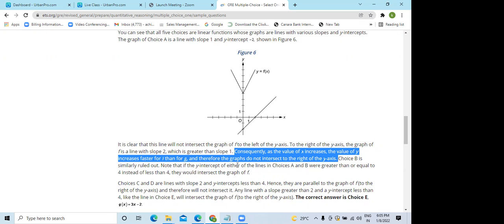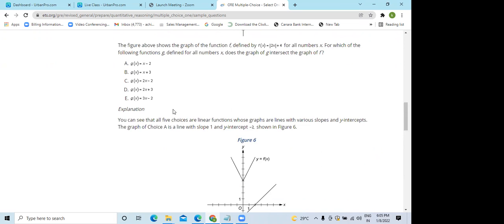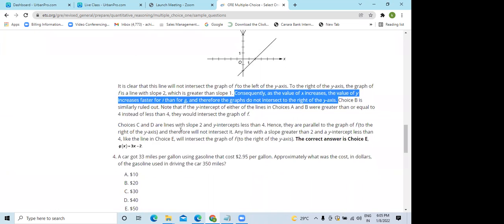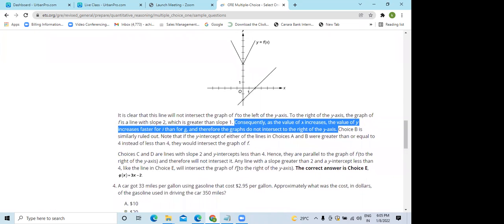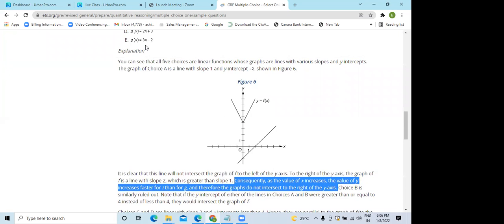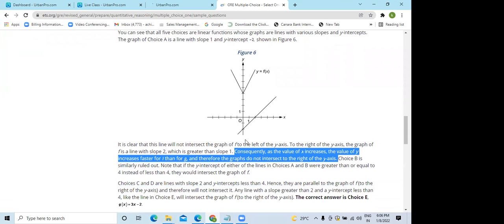Note that the y-intercept of either of the lines, choice A and B, were greater than or equal to 4 instead of less than 4. So these two are also ruled out, right? Okay, correct. So therefore, choice E will intersect the graph of f to the right of the y-axis, and the correct answer is like what is shown here, to the right of this, and it is 3x minus 2. Okay. Got it? Yeah, I got a little bit confused.